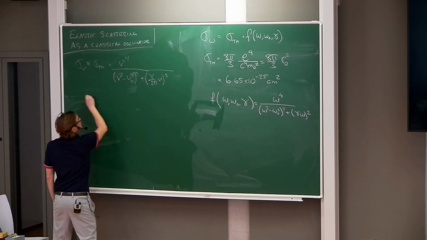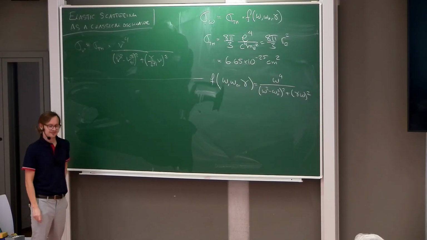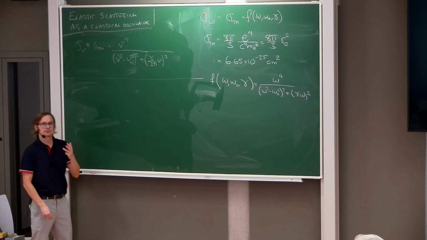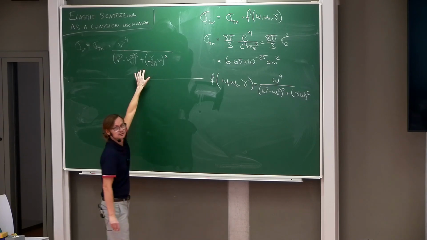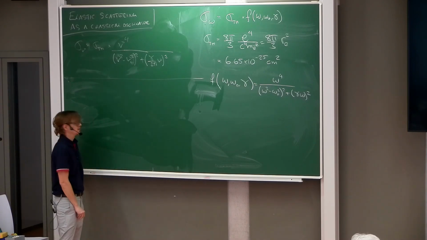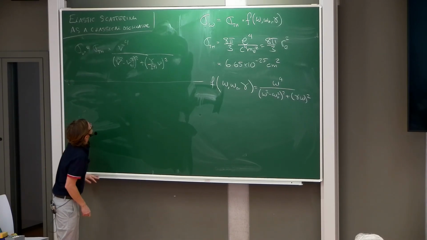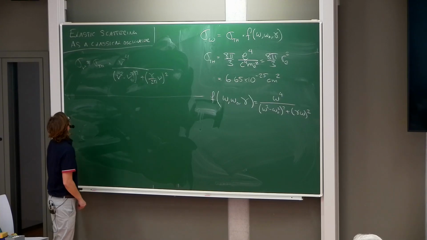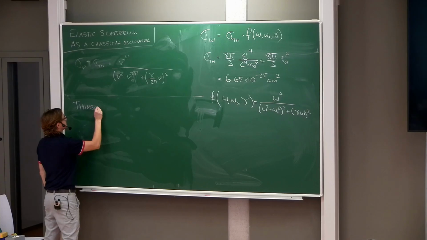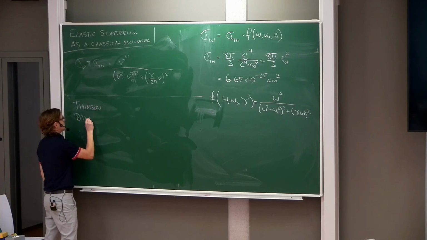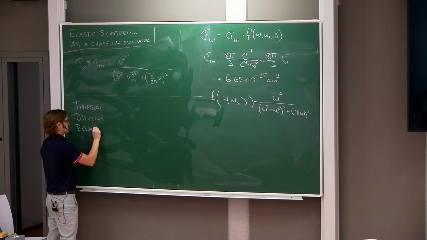So what we're going to concern ourselves with from now on is 3 different limits of this formula here, okay? Of this interaction here, of this classically driven damped oscillator, the atomic oscillator. And those are the Thomson limit, the Rayleigh limit, and the resonance limit.